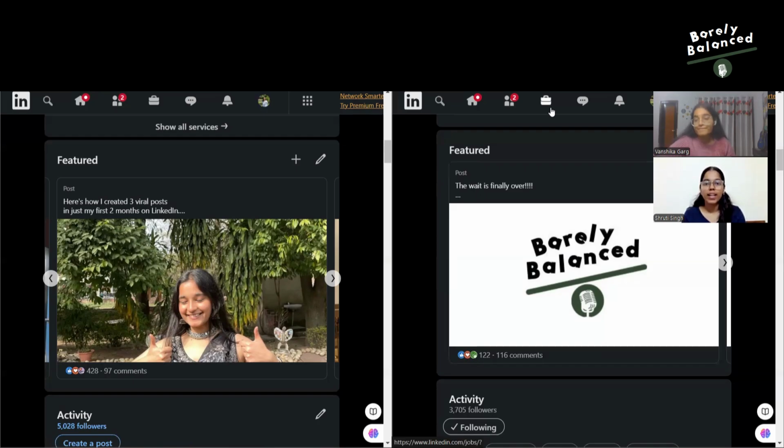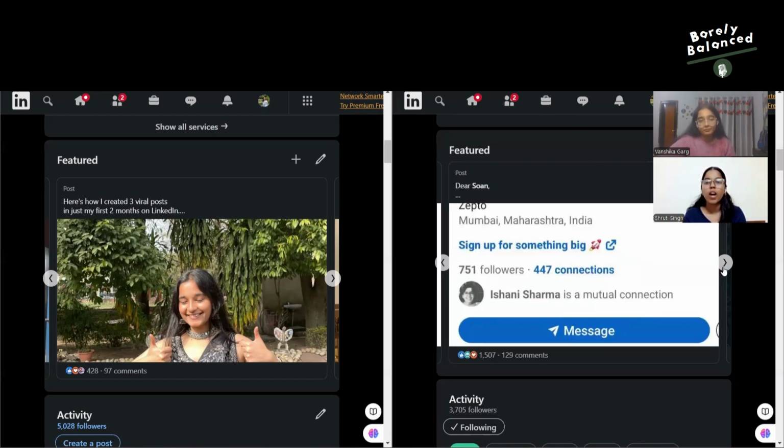I'll just tell you why I have kept the post in this sequence. Firstly, as I have mentioned earlier, Belly Balanced is something I'm very, very proud of. So that has to come first. Then the second post is about the Zepto post, अभी तक की मेरी सबसे viral वाली post यही थी. I've got around 3 lakh impressions on this, which is crazy. So that I've kept second.